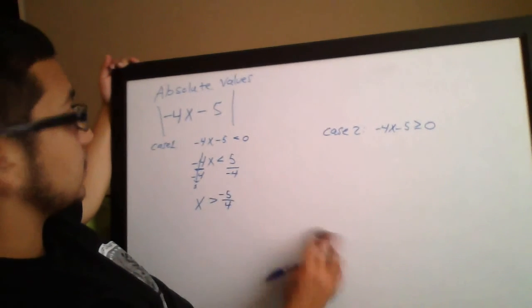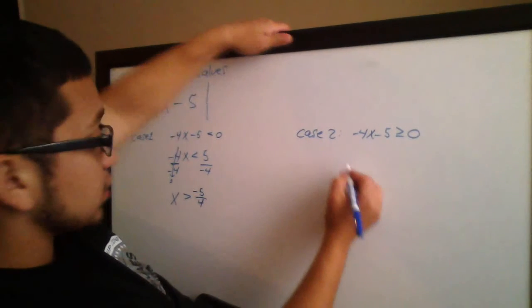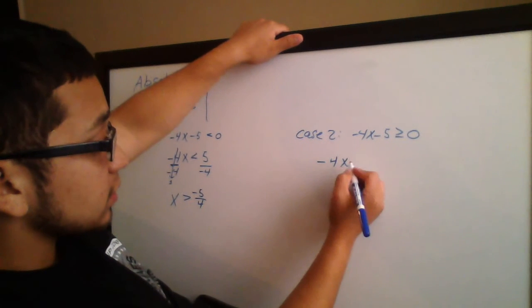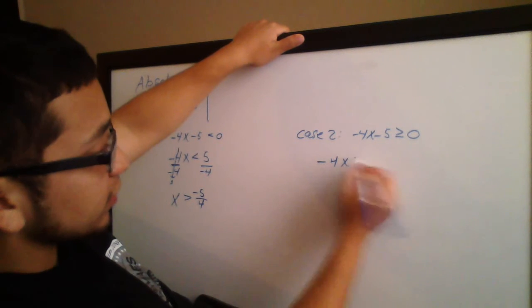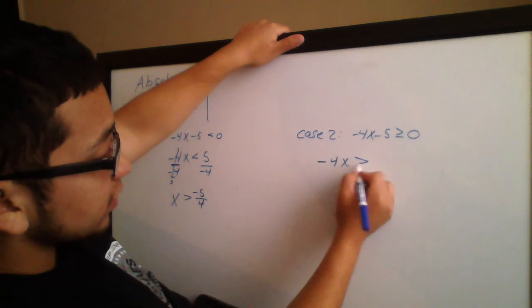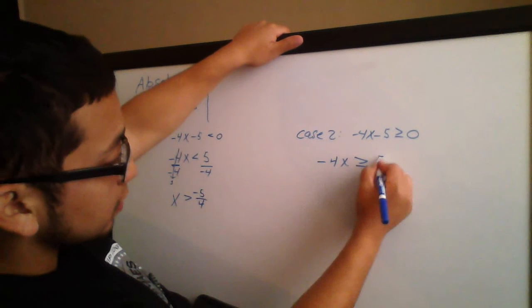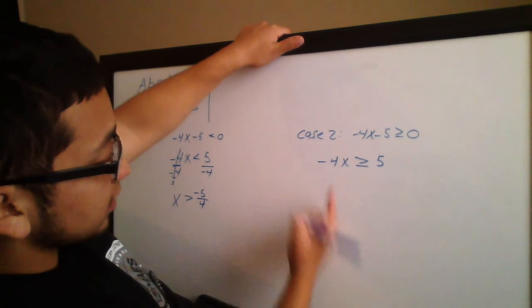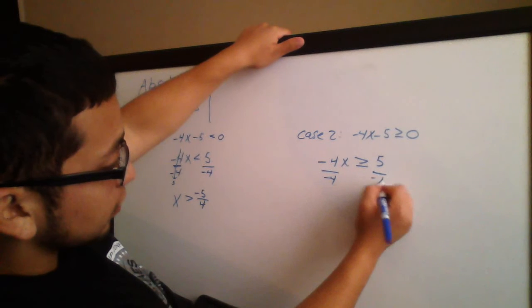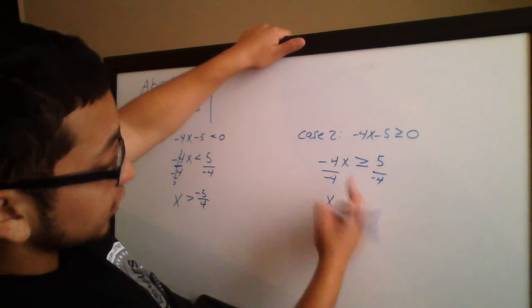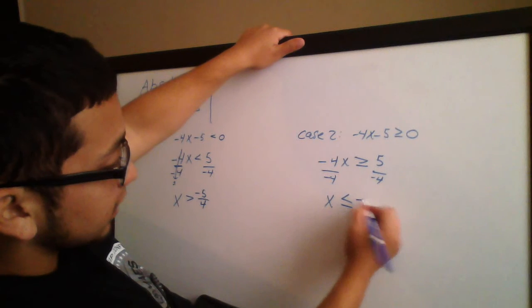So let's go ahead and do this other one over here on this side. I have minus 4x. I'm going to move the negative 5 to the other side, so greater than or equal to positive 5. Then I divide by negative 4, divide by negative 4. So I have the x, we flip the sign, is less than or equal to minus 5 over 4.